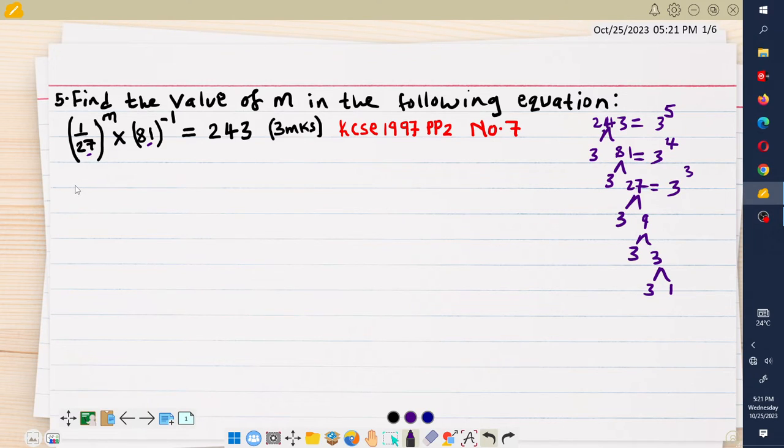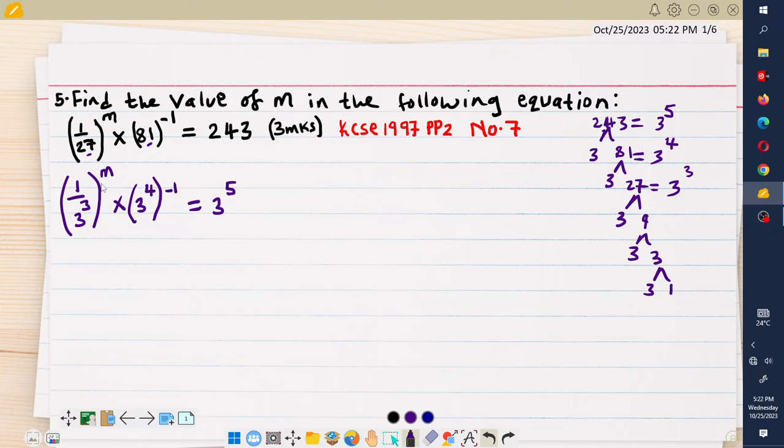So I'm going to have 1 over 27, which is 3 to the power of 3. So this will be 1 over 3 to the power of 3, which is 27. Then the whole thing is to the power of m. Then I'm going to multiply with 81, which is 3 to the power of 4. Then of course, outside I have a power of negative 1. Then this is equal to 243, which is 3 to the power of 5.